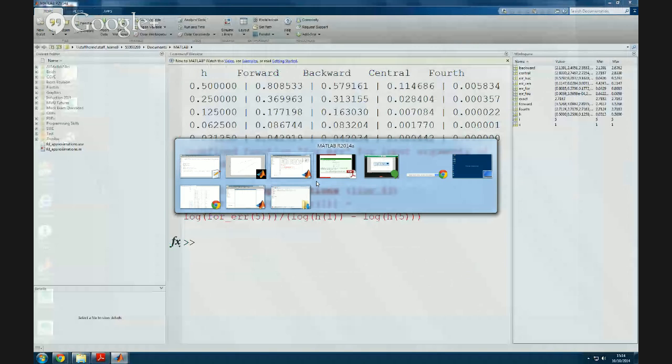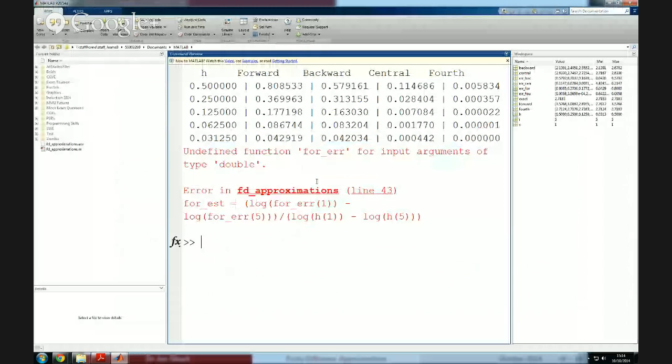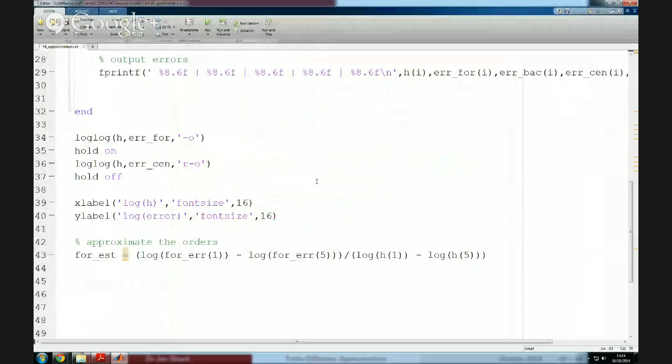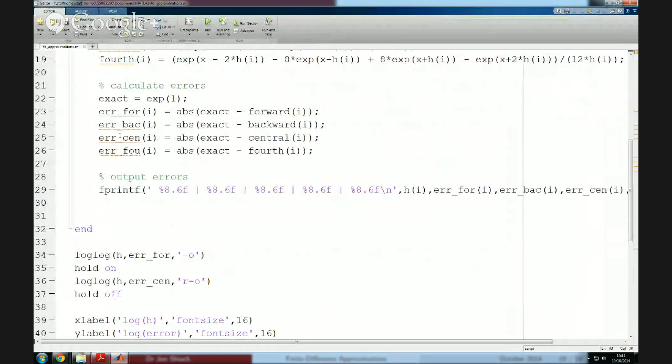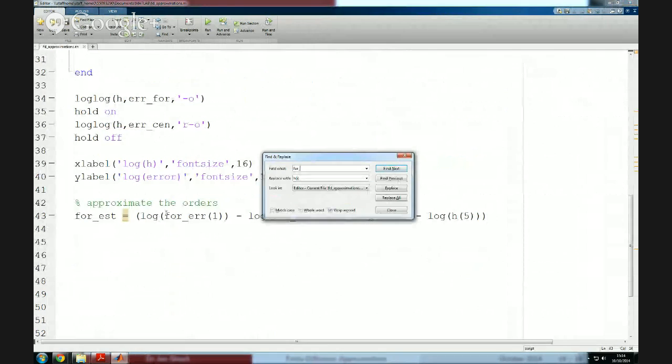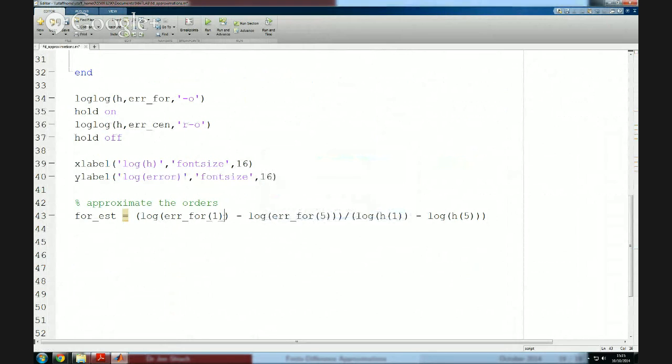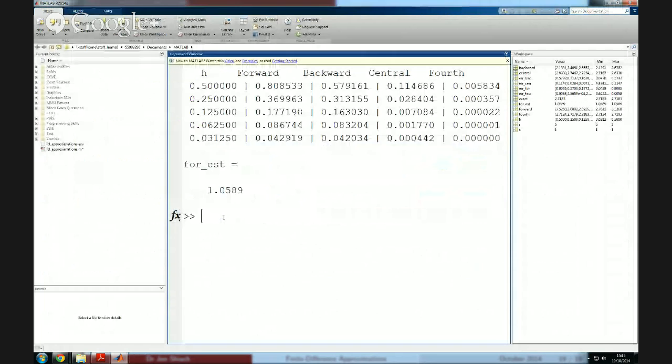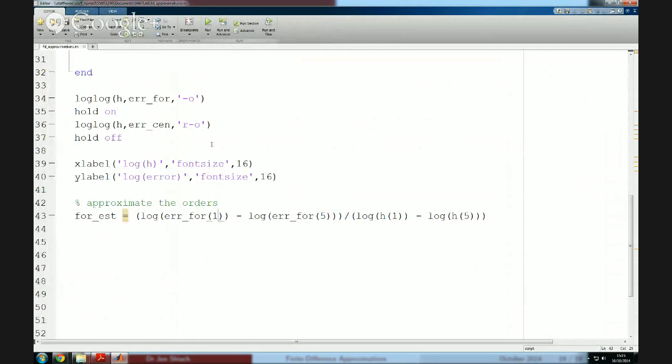Oh, it doesn't like something. What have we got there? Did I call it forward error? I called it error 4. Okay, so it's estimated it. According to these errors, it's estimated an order of 1.105. It should be 1, so fairly close. Let's do the same with the central difference.